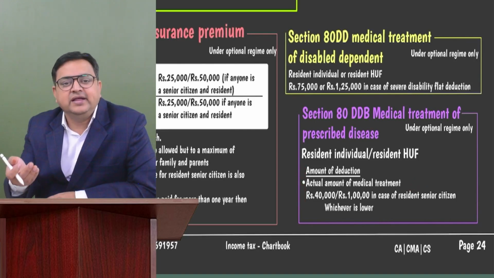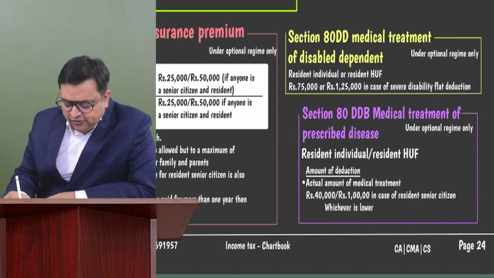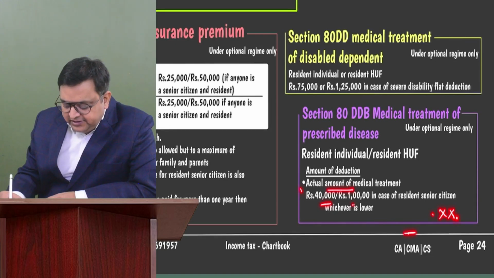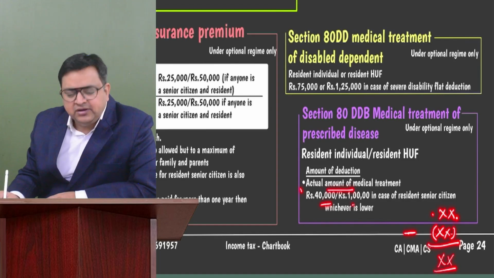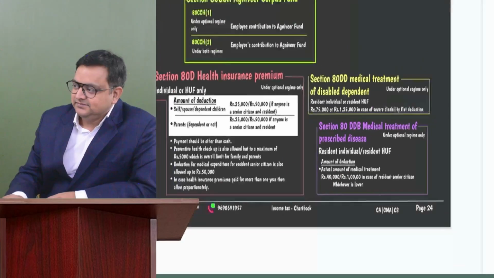In case we are getting something from the insurance company also, what you need to do is, first of all, determine the actual amount incurred or 40,000 or 1 lakh, whichever is lower. Just first of all determine that value, and from this value deduct whatever we are receiving from the insurance company, and the remaining amount would be the deduction available under 80DDB. Got it?